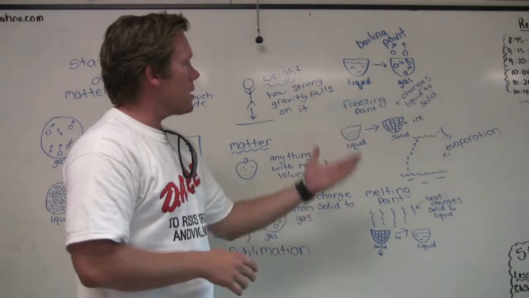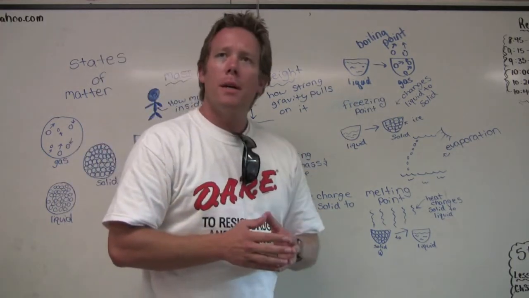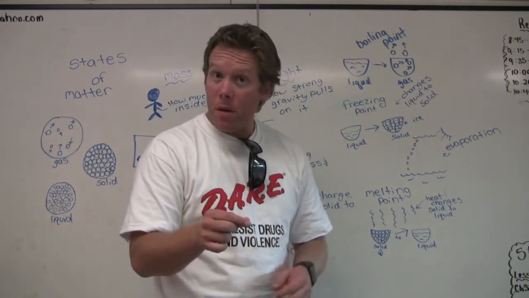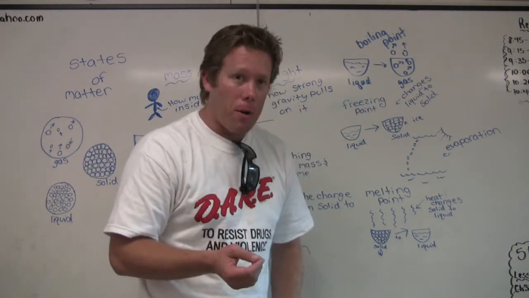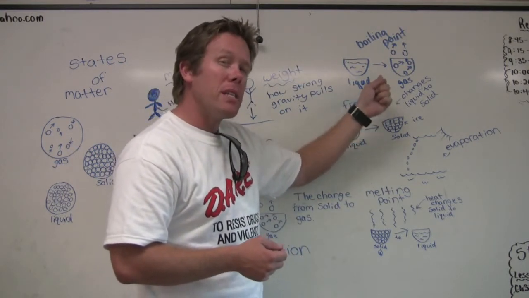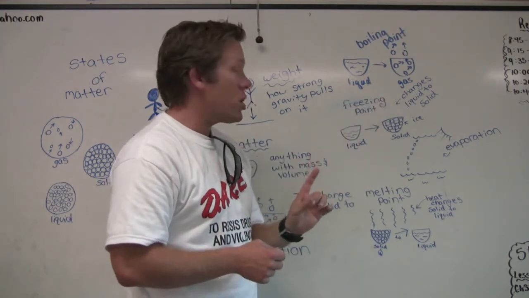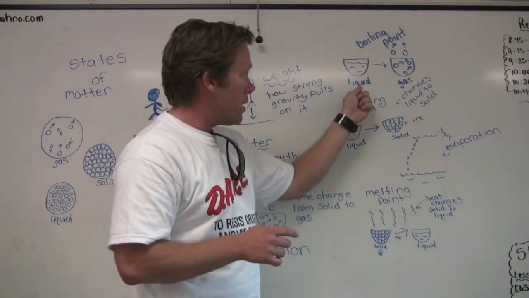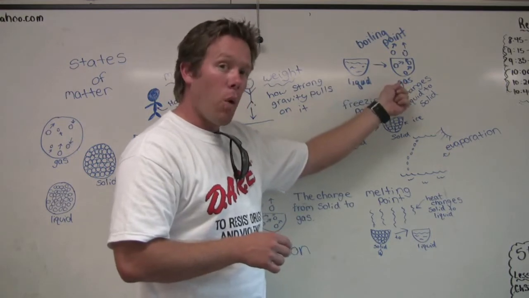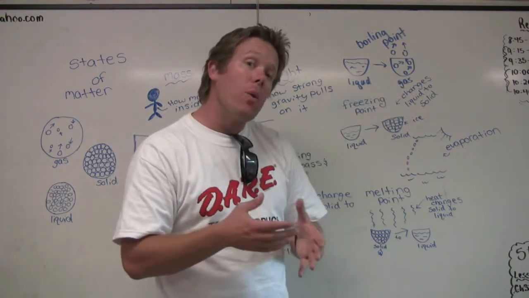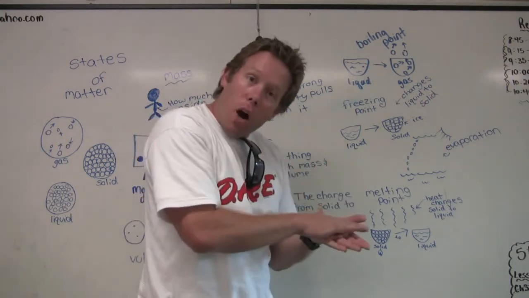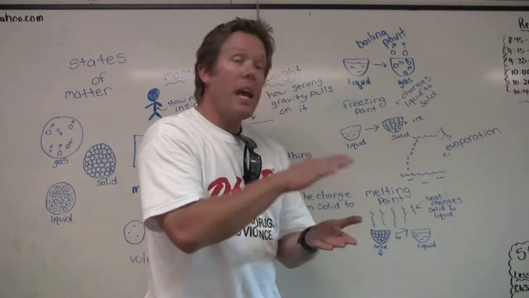Okay, now let's talk about some different ways that matter can change form or shape in regard to temperature. Okay, boiling point. Boiling point is the temperature at which any liquid changes from liquid form to gas form. Now, different kinds of liquids are going to have different temperatures for when they go from a liquid to a gas.